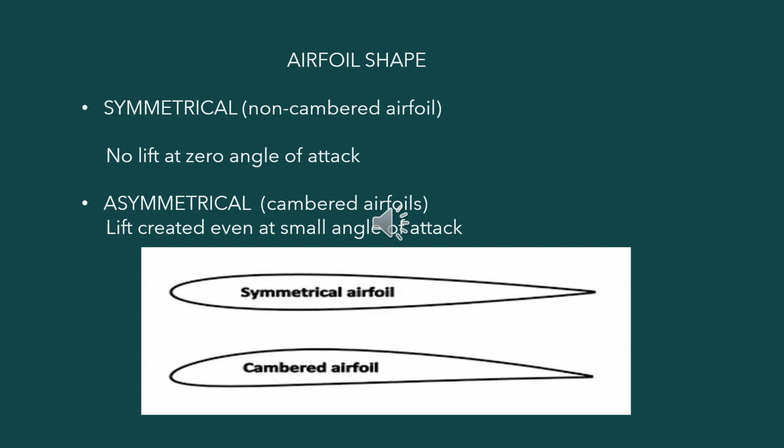And asymmetrical or non-symmetrical airfoils are also known as cambered airfoils, and both the upper and lower surfaces of the airfoil are different in shape, and it generates high lift at low speed. As camber is directly related to lift, lift increases at relatively low speed.